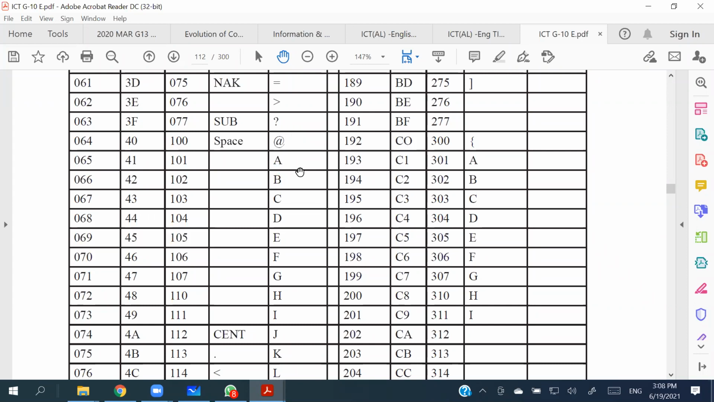We only have to count A, B, C, D, E, F. So there are six letters. So 65, 66, 67, 68, 69, and 70. So we can find out F is going to be 70. Likewise, we will be able to figure out the values belonging to the letters once a particular value regarding a letter is given.